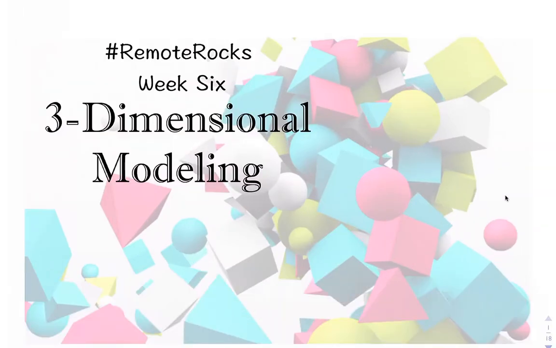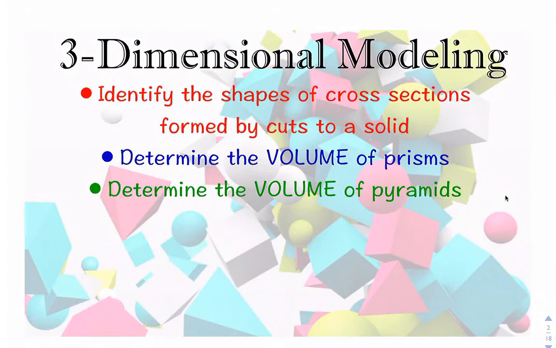Okay, so again, in the last video, the beginning part, we identified the shapes of cross sections formed by cuts to a solid. Right, so if I were to cut off a piece, what two-dimensional shape am I looking at? Right, in this video, we're looking at determining the volume of prisms and volume of pyramids.